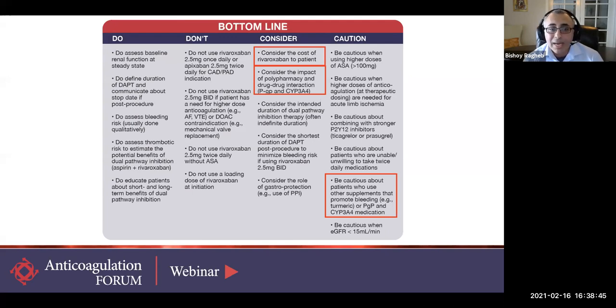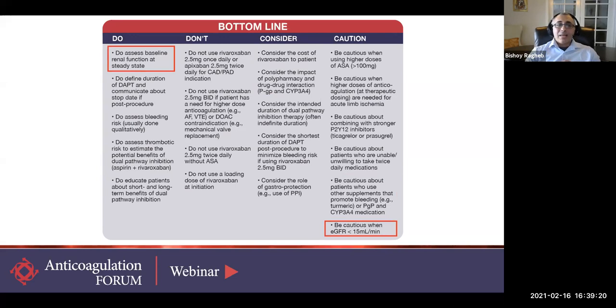Also consider the impact of polypharmacy and drug-drug interactions that the patient might have. So these would be things like NSAIDs or drug interactions that might involve P-gp or 3A4 induction or inhibition. Also, different over-the-counter herbals would be something to consider as well. So things like turmeric or garlic that would promote bleeding, those are things to look into as well with regards to those specific supplementations.